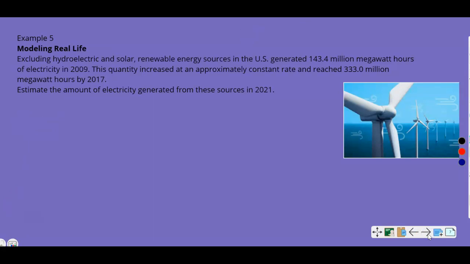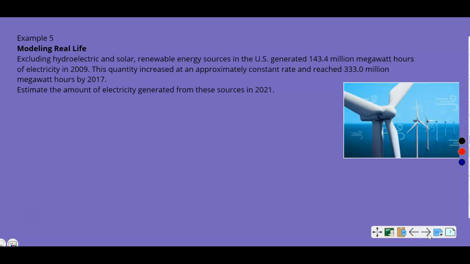Modeling real life. All right, excluding hydroelectric and solar, renewable energy sources in the U.S. generated 143.4 million megawatt hours of electricity in 2009. This quantity increased at an approximately constant rate and reached 333 million megawatt hours by 2017. Estimate the amount of electricity generated from these sources in 2021.